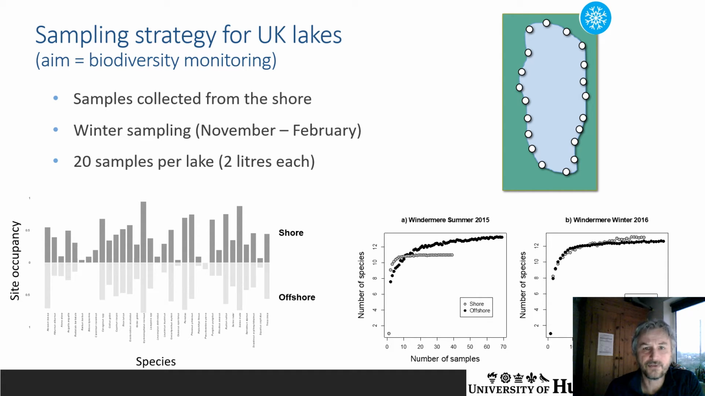For example, you can see from the sample rarefaction curves from Windermere on the bottom right that in winter fewer samples are required compared to summer, and that eDNA is actually more homogeneously distributed in winter. The graph on the left shows combined site occupancy data from a number of large lakes. So you can see for almost all of the 34 species we looked at, winter detection probability was higher from the shore compared to the offshore samples, or approximately equal.